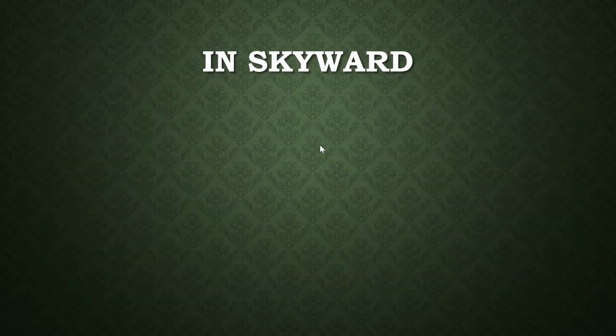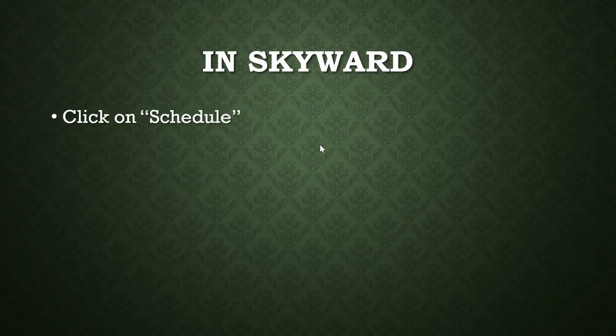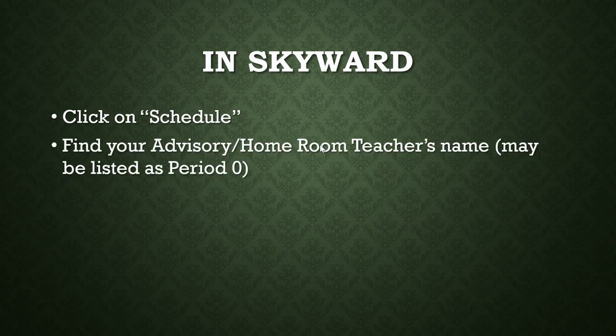Once you're in Skyward, which I can't show you that screen since I'm not a student, so I'll just have to talk you through it. Once you're in Skyward, you're going to click on Schedule. It should be on the left column. There'll be something that says Schedule. And then find your advisory and homeroom teacher's name.